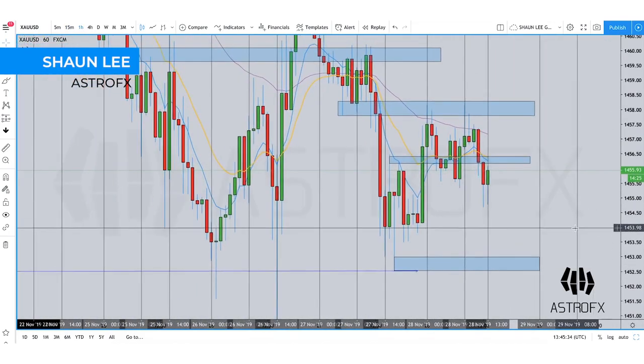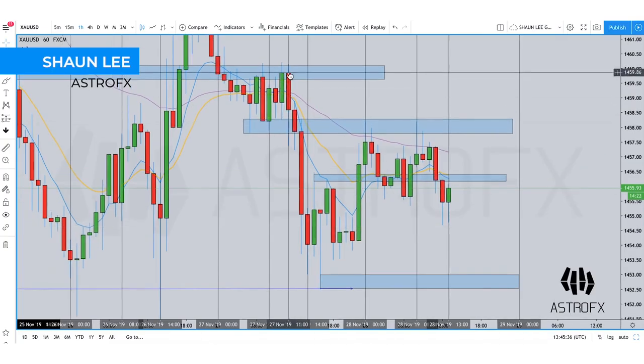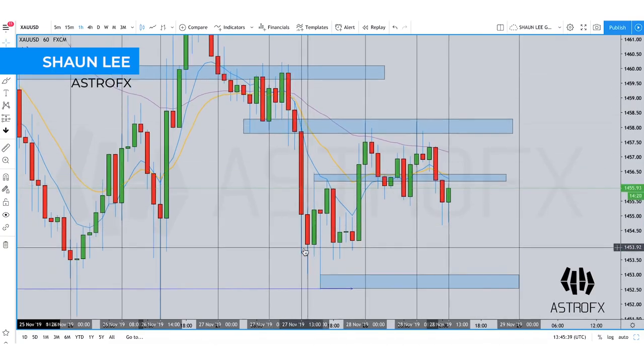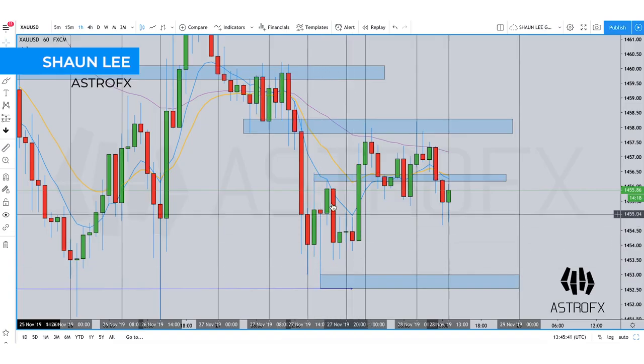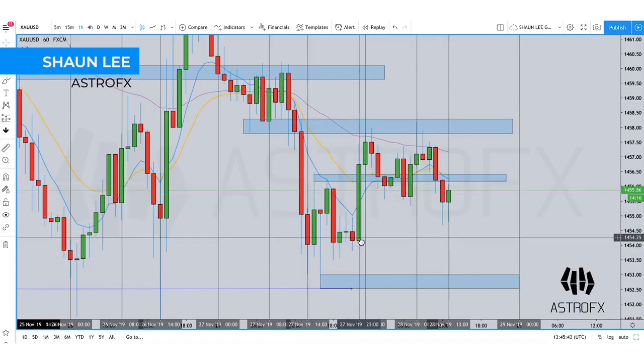And looking at the hourly PA at the moment, as you can see here, we had the bearish engulfing bringing that down London. Then we had the US. This is the result of yesterday's US movement.